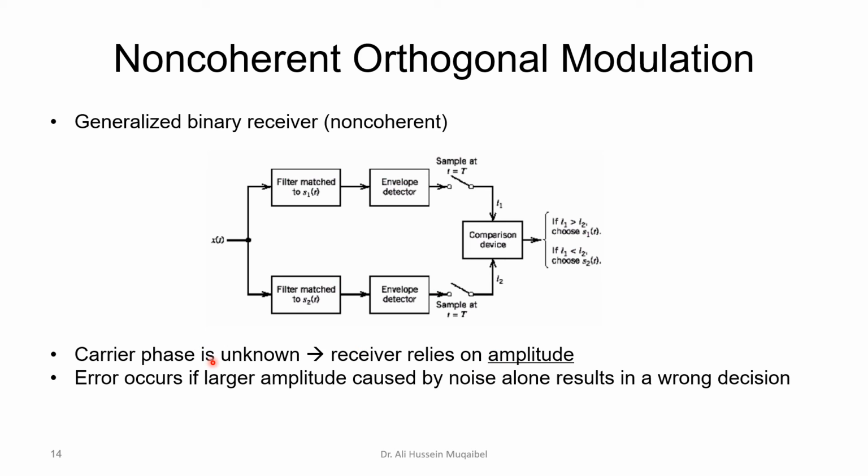Error occurs if a larger amplitude caused by noise alone results in the wrong decision. If for any reason the amplitude in one of the branches, which is not supposed to be the true one, becomes greater than the other one. So what the comparison device would do is compare the upper branch with the lower branch and make a decision on S1 or S2.